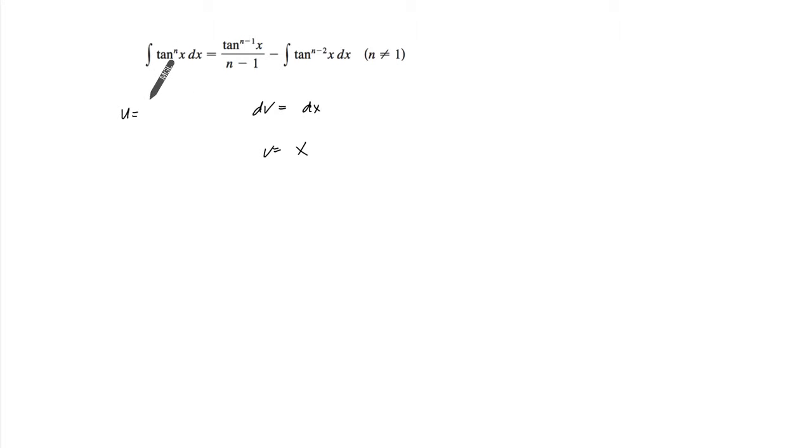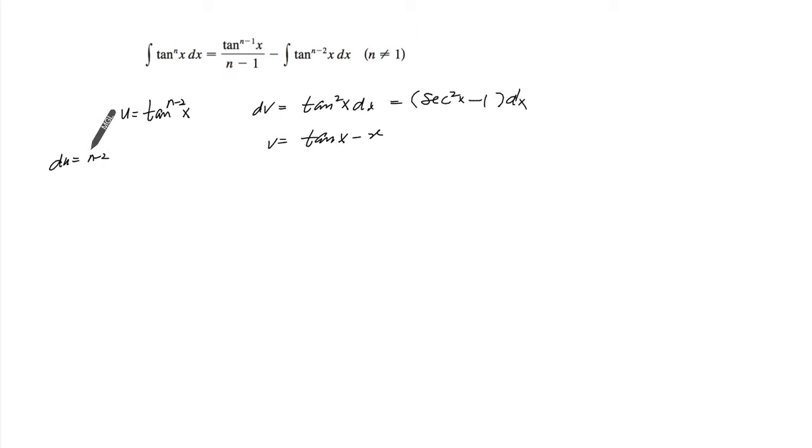Some other variation. I'm going to pick n minus 2x. The reason for that is because if I take 2 out, I can make dv equal to tangent squared x, which is equal to secant squared x minus 1. So I changed to this because that's easy to integrate. This is tangent of x minus x. And this here, of course, we get secant squared.